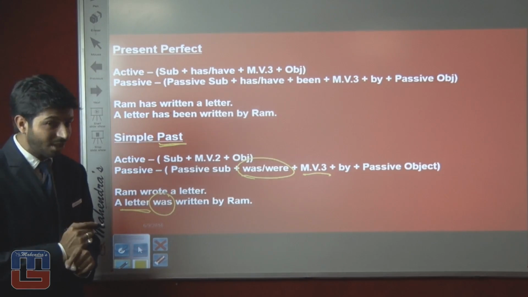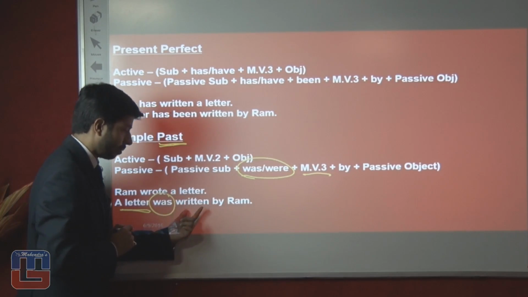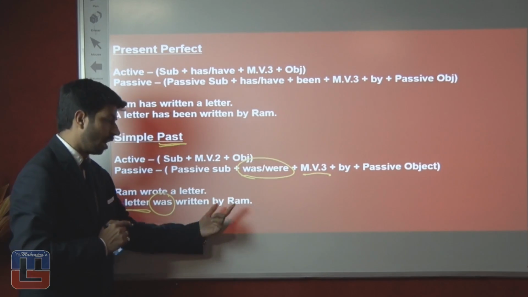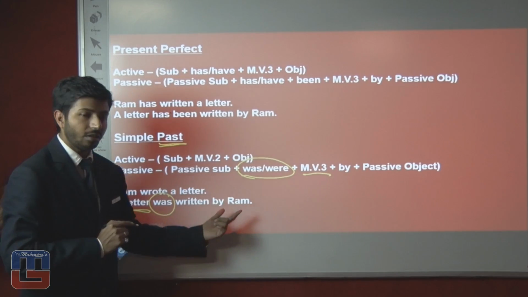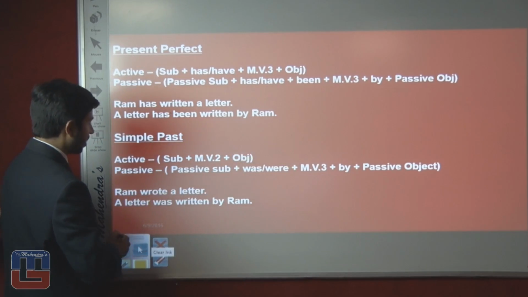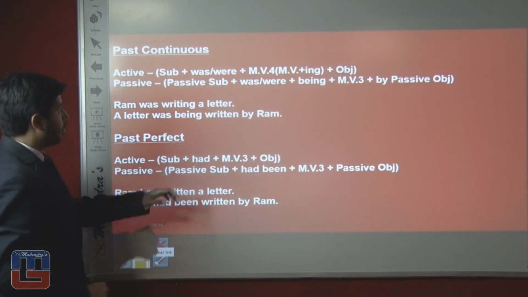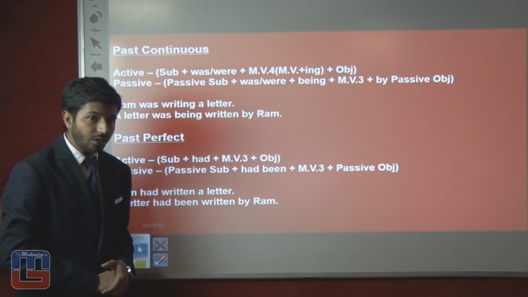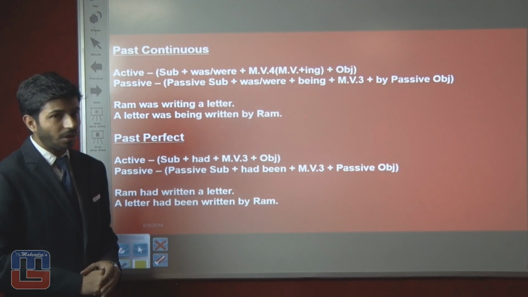Was is used as the helping verb, and the main verb is written, the third form of the verb, by Ram. The subject here becomes the object. So this is the structure. Next, past continuous. Now we talk about the past continuous, as we have already learned present continuous.